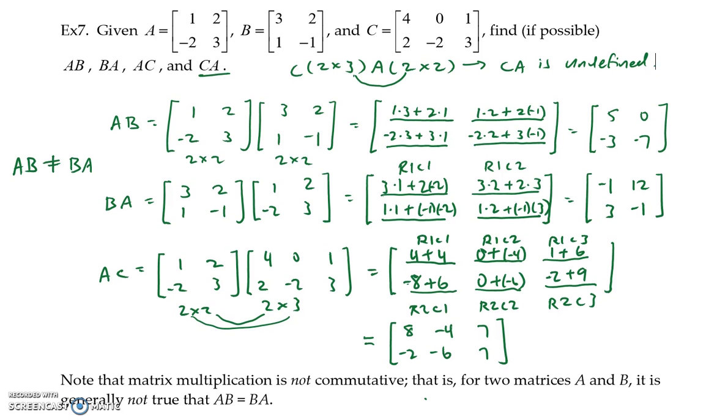So before moving to the next example, we just note that matrix multiplication is not commutative. That is, for two matrices A and B, it's generally not true that AB equals BA. There are exceptions, but usually changing the order changes the outcome.